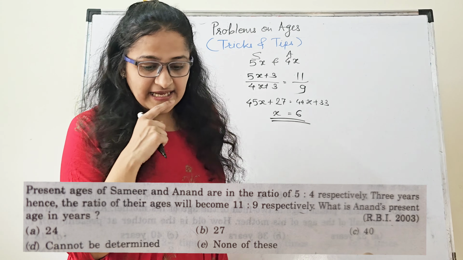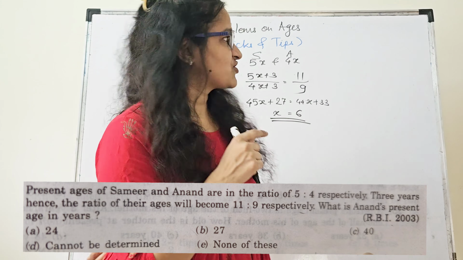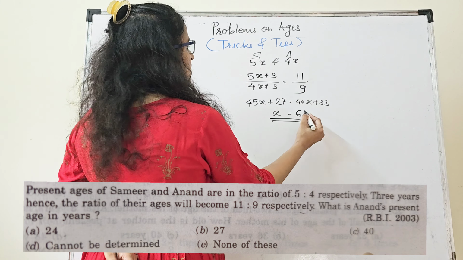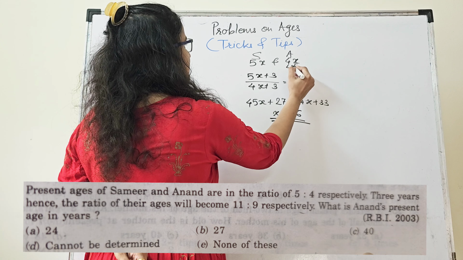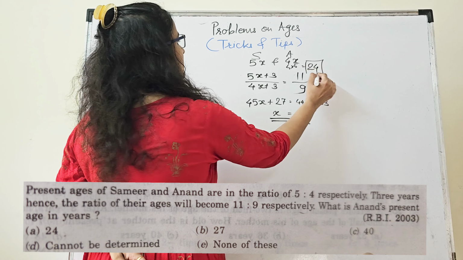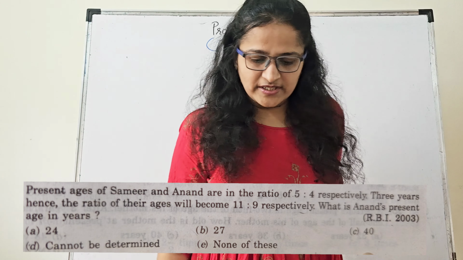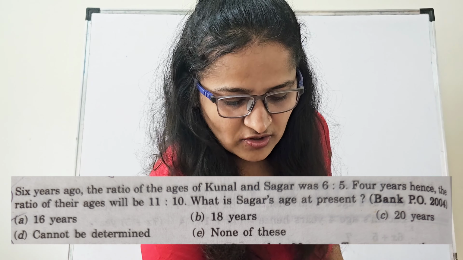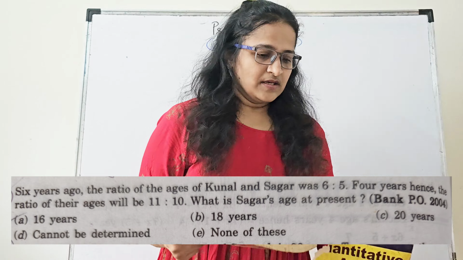Now they are asking the age of whose? Anand's age, right? So Anand's age is 4x. So this 6 into 4, how much is it? 24. So Anand's age is 24. He is 24 years old. Yeah. Easy. So the next question, which is already flashing on your screen.